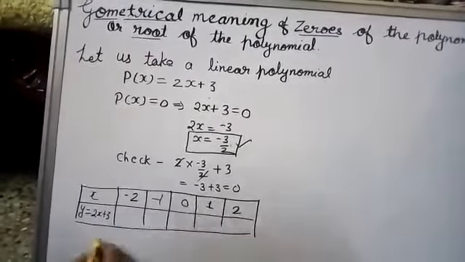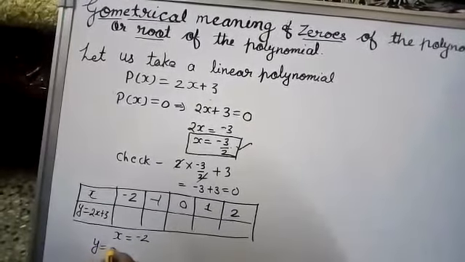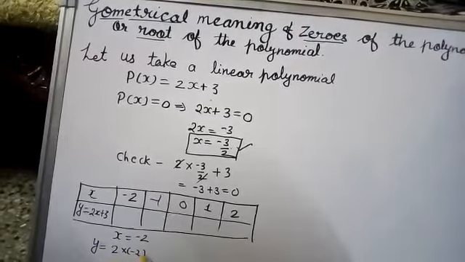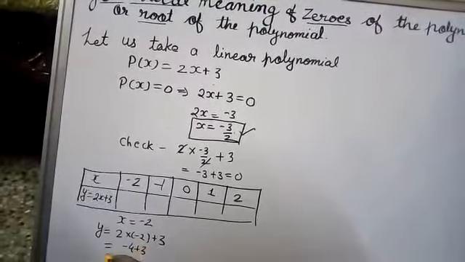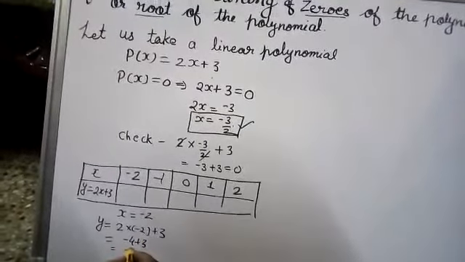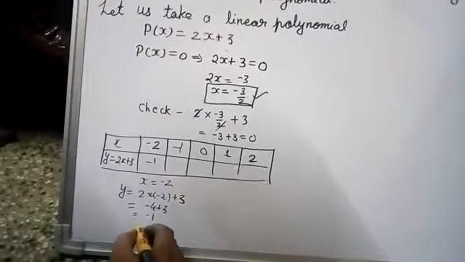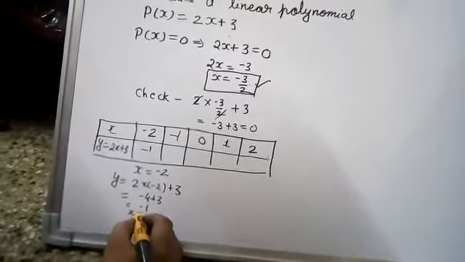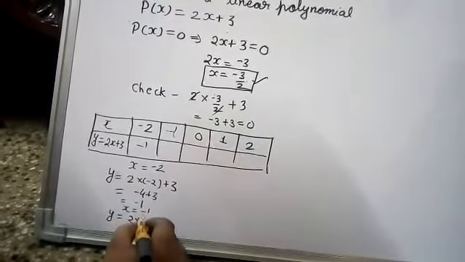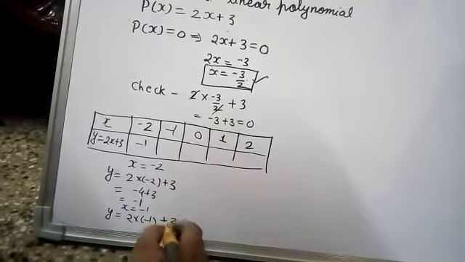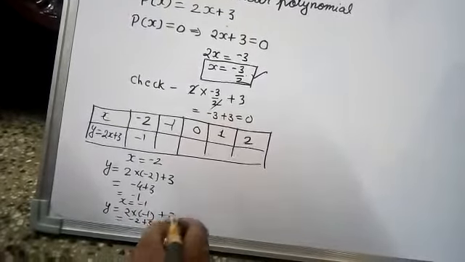For x is equal to minus 2, y is equal to 2 into minus 2 plus 3, that is minus 4 plus 3, that is y is equal to minus 1. Now for x is equal to minus 1, y is equal to 2 into minus 1 plus 3, that is minus 2 plus 3, which is equal to 1.